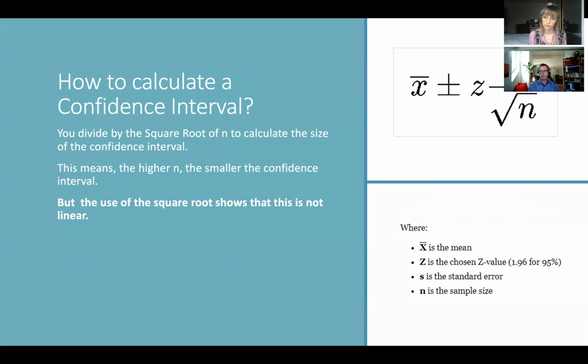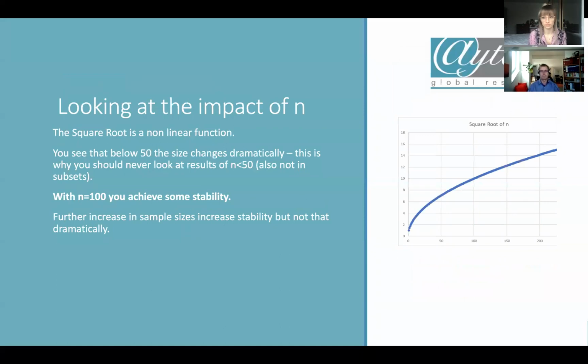The use of n in the denominator means the higher the sample size, the smaller the confidence interval, given all other things the same. But the other thing is realizing that there's a square root of n, that shows that this is not a linear function. And I want to show this on the next slide, where on the right-hand side, you see the square root function. Again, another function, that is statistics. But you see that, on the x-axis, you've got the sample size. On the y-axis, you've got the resulting square root.